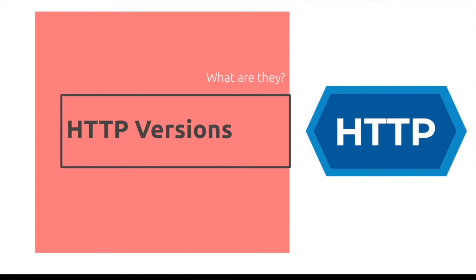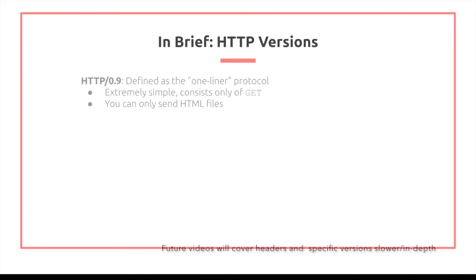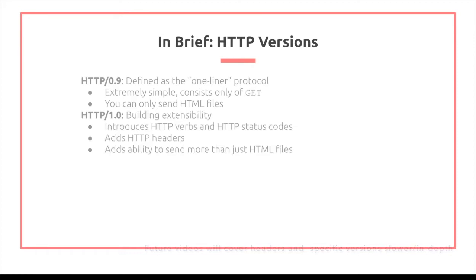HTTP versions. What are they? How many versions of HTTP are there? In brief, there is HTTP 0.9, defined as the one-liner protocol. It's extremely simple. It can only do GET and receive HTML files.